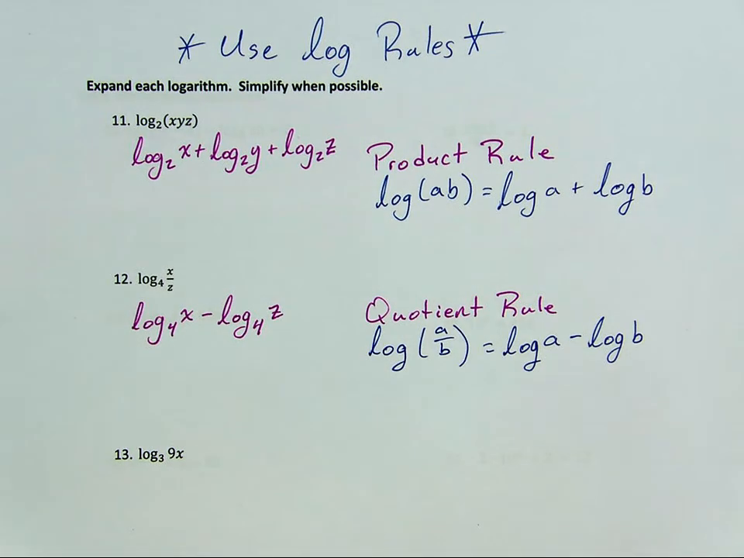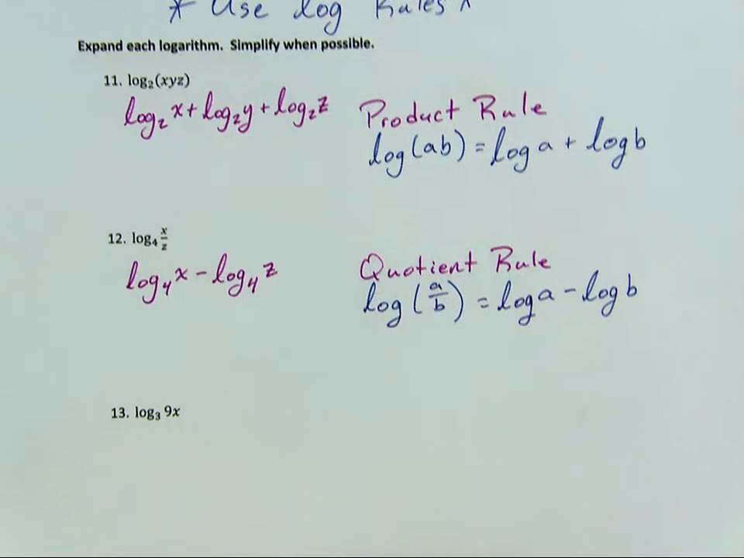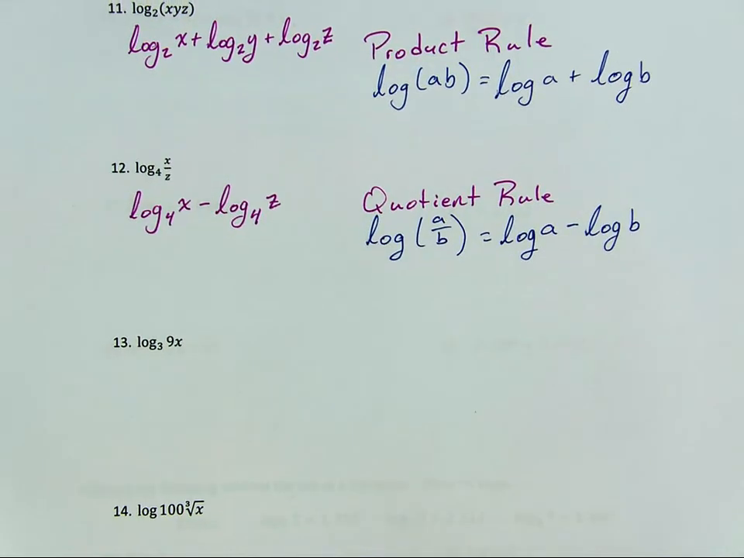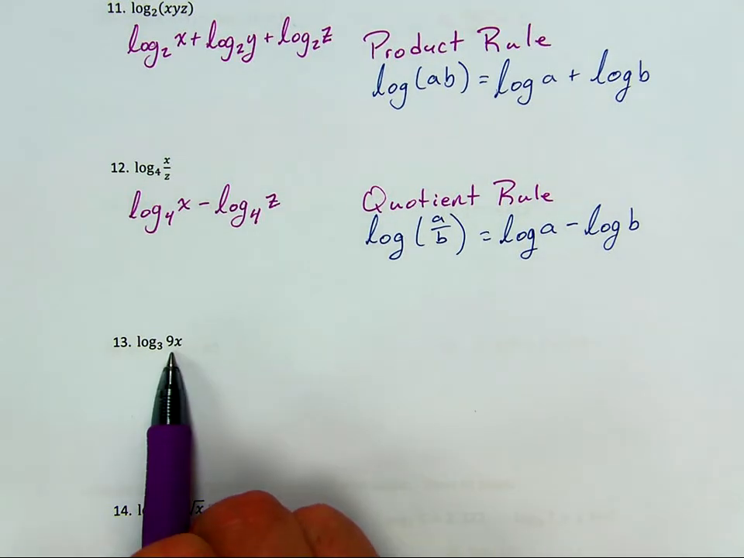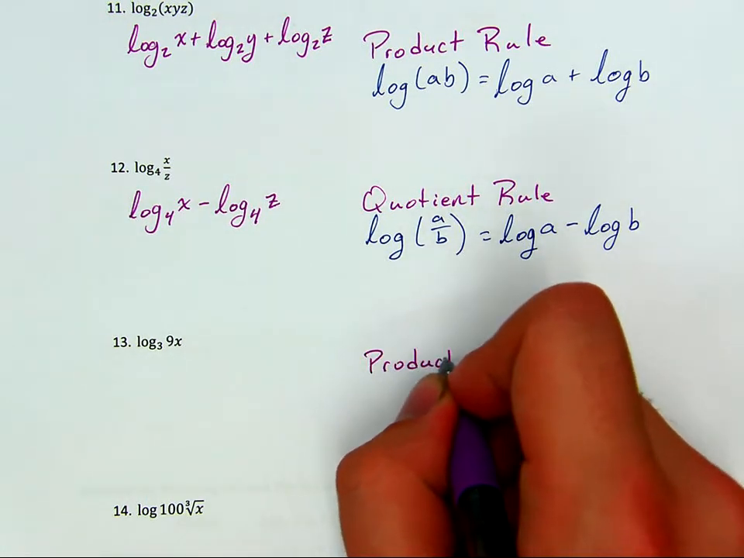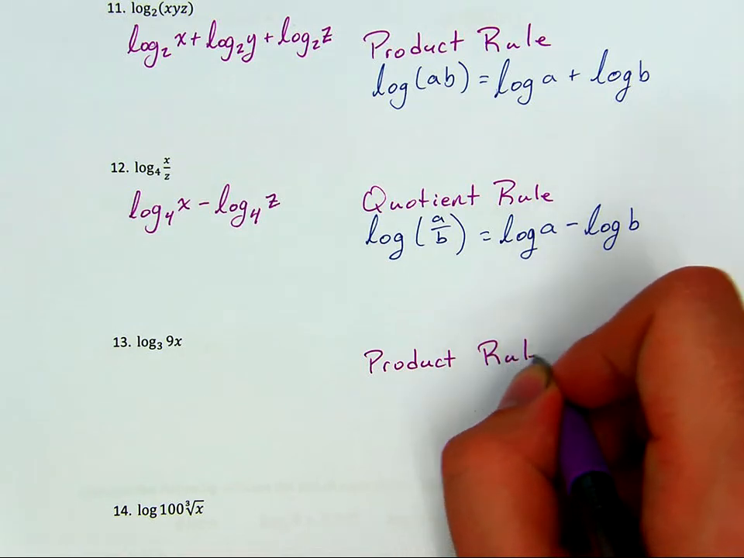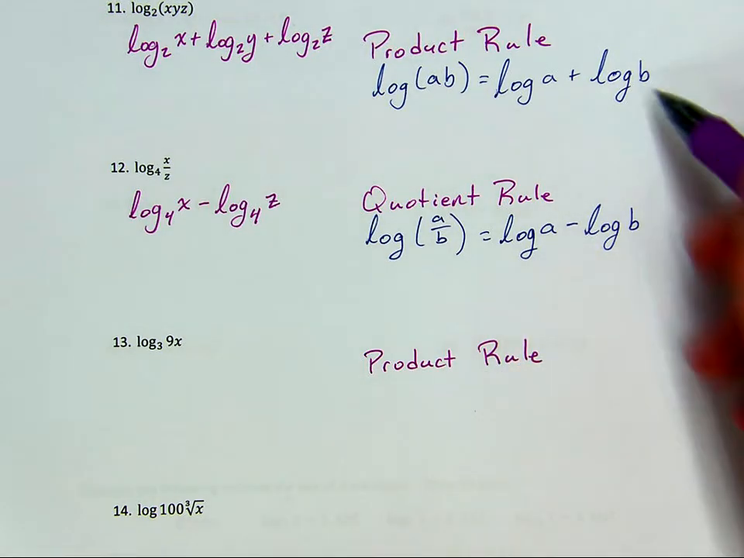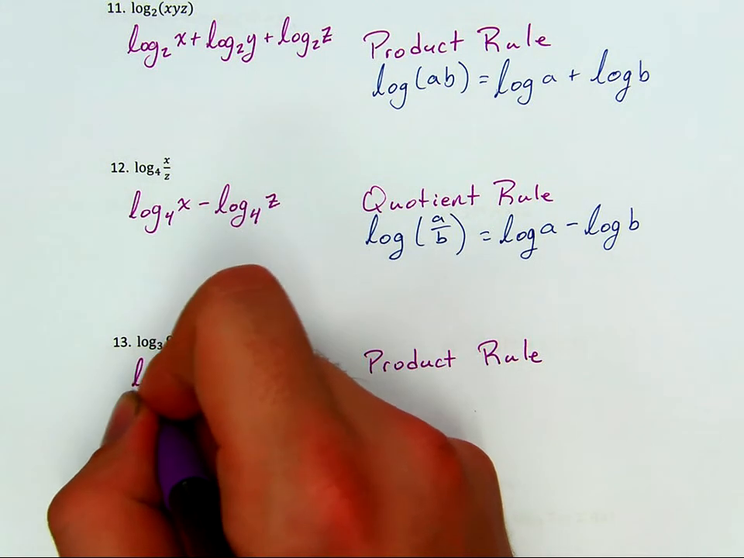Number 13, log base 3 of 9x. So again, notice that we have this 9 and we have the x. Those are both being multiplied, so here we want to be using the product rule. And again, you can see the product rule here. With the product rule, we're going to get log base 3 of 9 plus log base 3 of x.